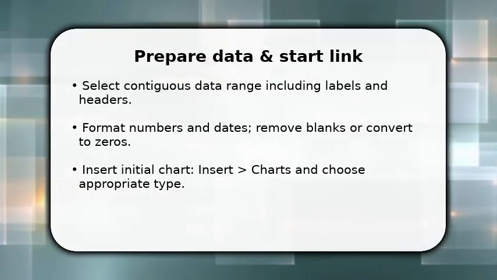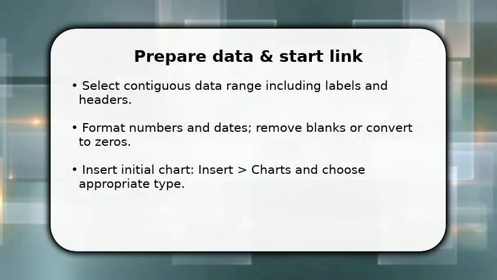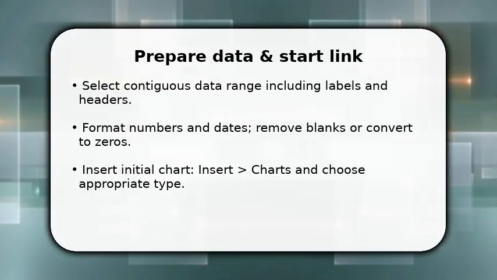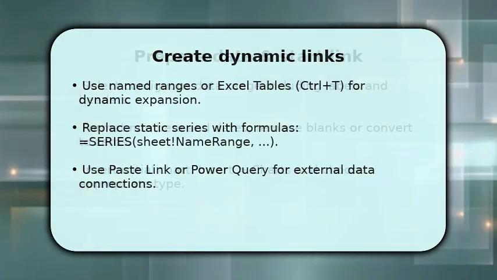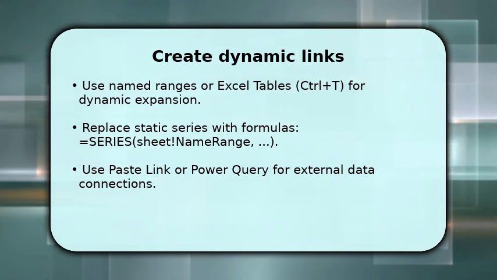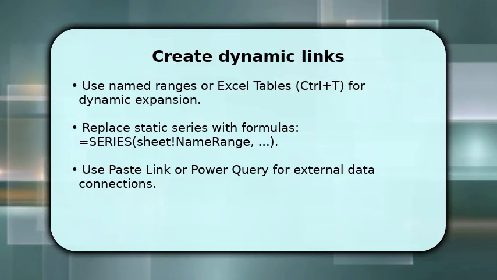Then insert an initial chart via Insert Charts and pick the basic type that represents the relationship. This gives you a tangible object to link and refine in the next steps. Next, convert your data to an Excel table or define named ranges so the chart updates when rows are added. Tables auto-expand and are safest.